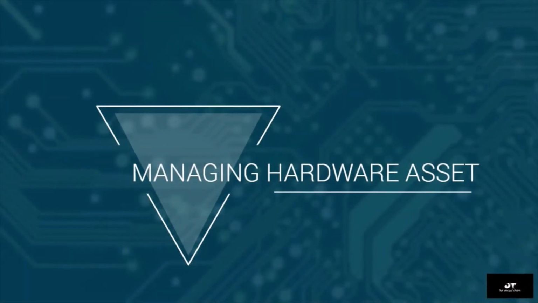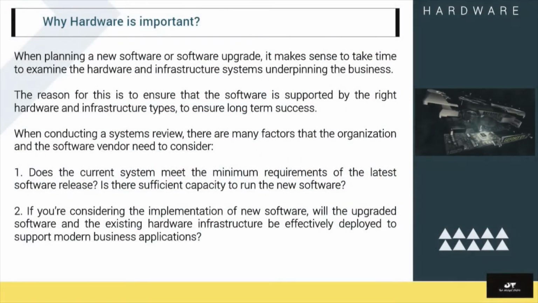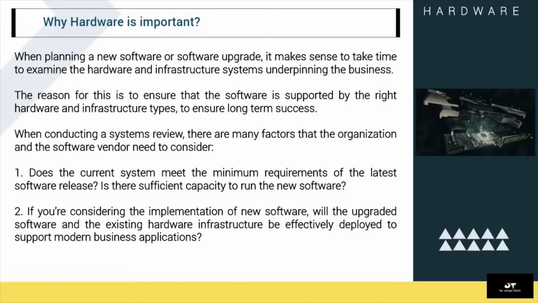The next point of discussion is managing hardware assets of business organization. Business managers must understand why hardware is important. When planning a new software or software upgrade, it makes sense to take time to examine the hardware and infrastructure systems underpinning the business. The reason for this is to ensure that the software is supported by the right hardware and infrastructure types to ensure long-term success.